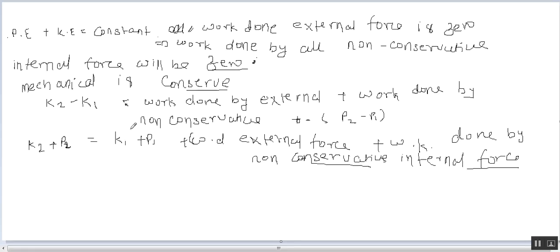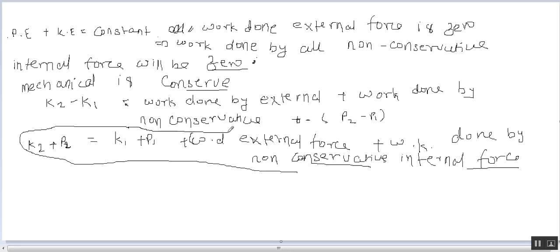So you should not just memorize these things. You should not memorize this relationship. Just know what this relationship is, very important. Change in kinetic energy is equal to work done by external force plus work done by non-conservative internal force plus work done by conservative internal force. So this relationship is very important and you should know this.